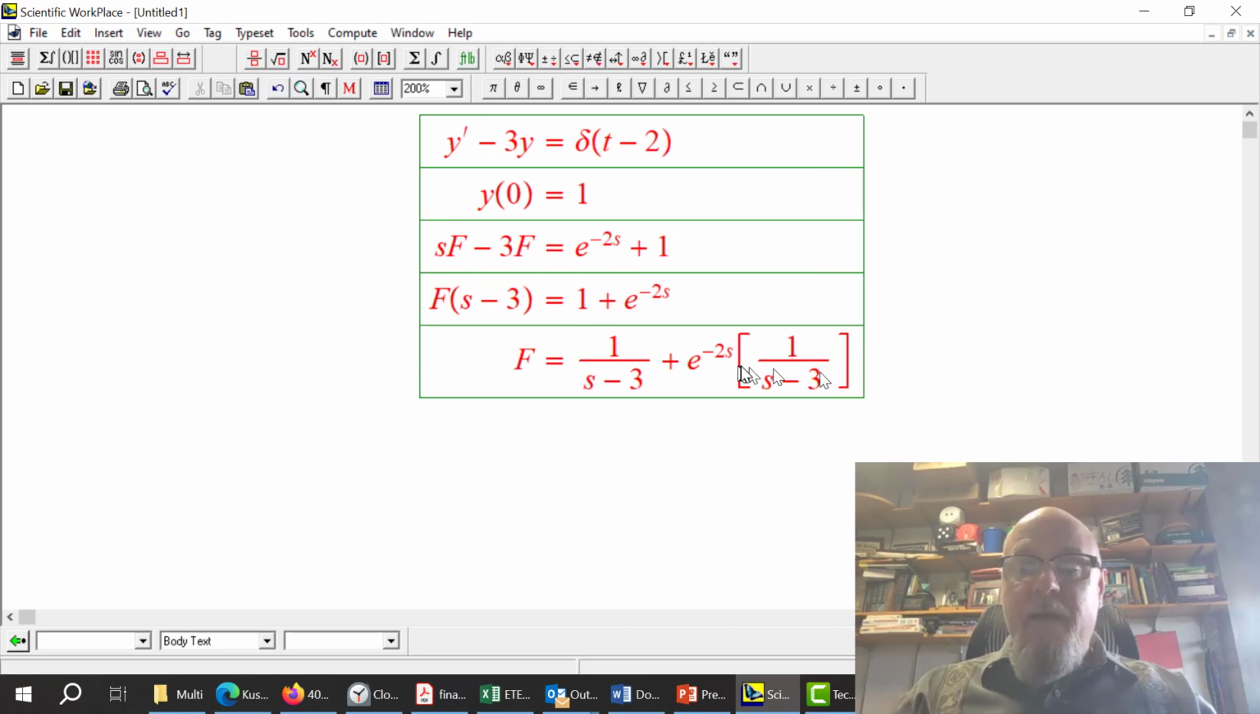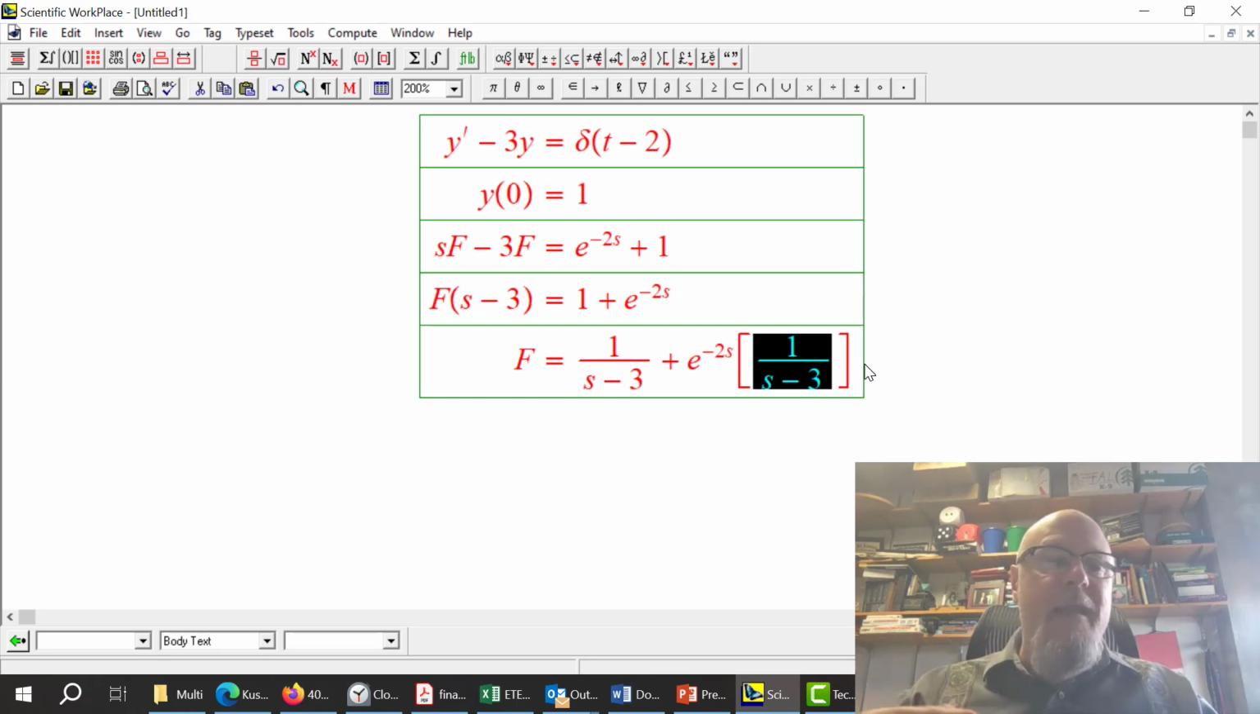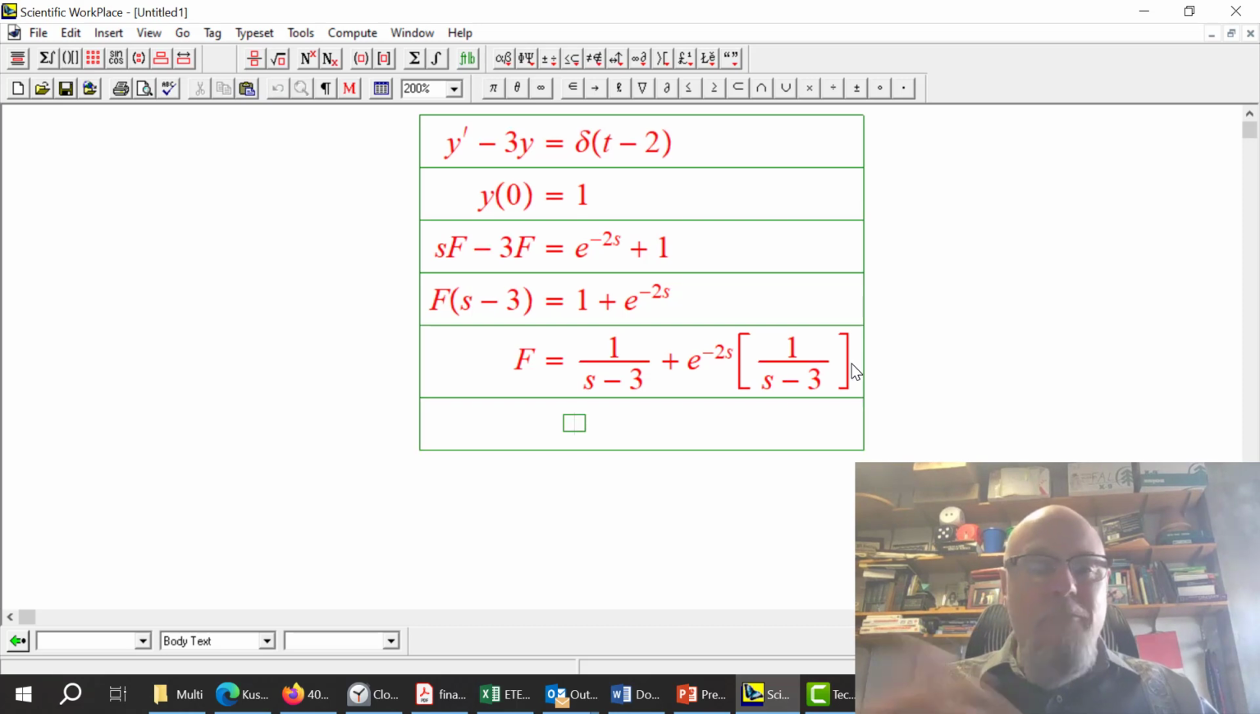And I want that because when I unLaplace, that e to the minus 2s is going to turn into the Heaviside step function, and then this is going to unLaplace to be e to the 3t. I need to express that in the same argument that the Heaviside step function is expressed at. All right, let's unLaplace.